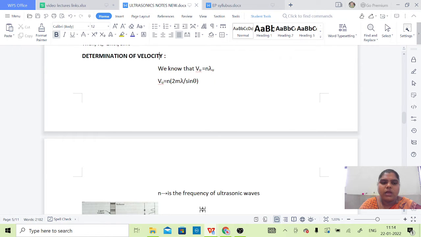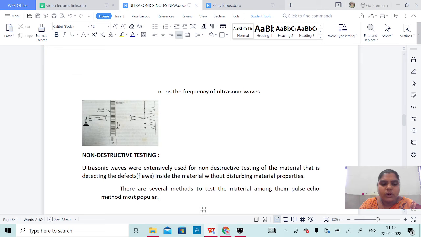Now, how to determine the velocity? We know that v equals n lambda. So the velocity of ultrasonic waves, v u, equals n into lambda u, which is replaced by the value 2 m lambda by sine theta, where n is the frequency of the ultrasonic waves.